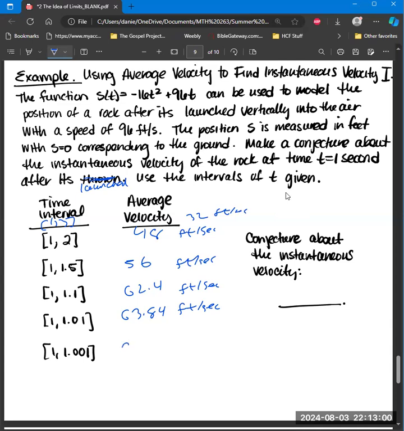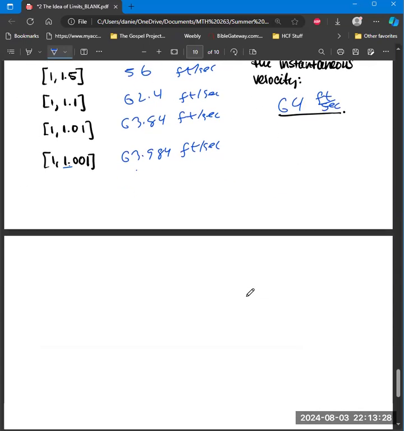And this is going to be 63.984 feet per second. So our conjecture about the instantaneous velocity here, as we get closer and closer and closer to t equals 1, is we're getting closer and closer to 64 feet per second. Again, I did all this in a calculator ahead of time. So let's go ahead and show you what I'm talking about.